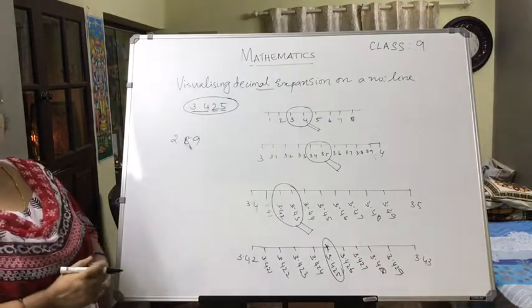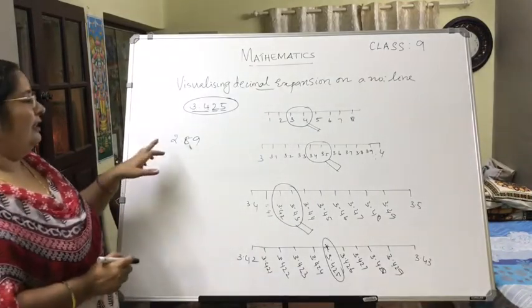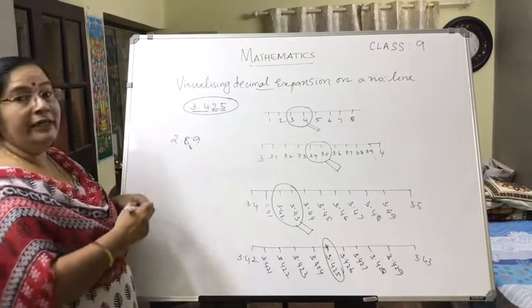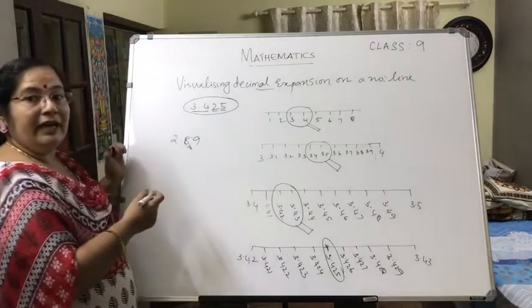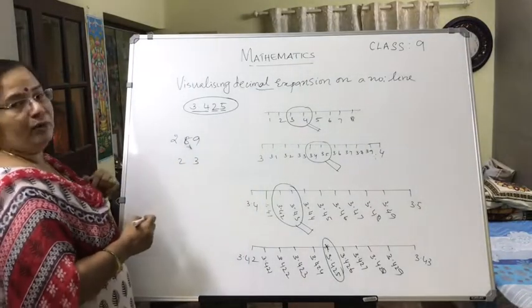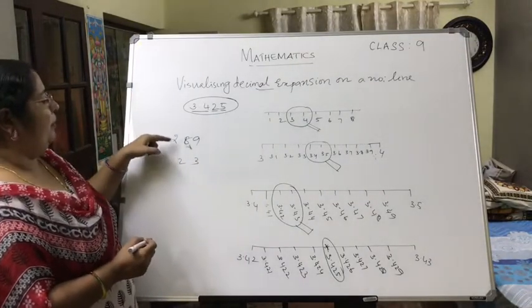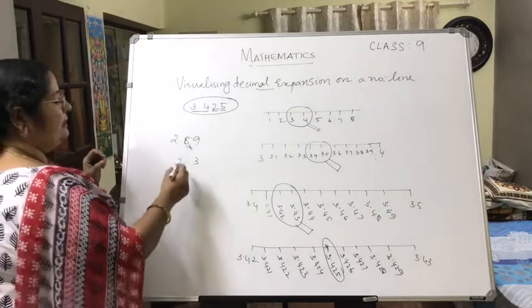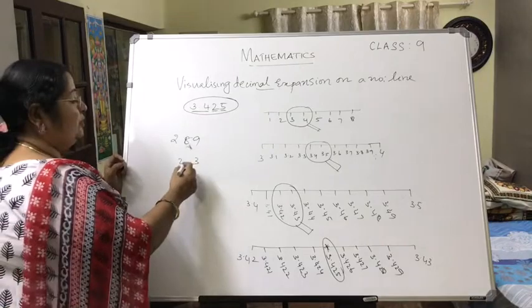Now suppose your question is 2.89. So first consideration will be: on the number line, where does it lie? 2.89 will lie between 2 and 3. Lying between 2 and 3. Next, 2.89 means this will lie between 2 and 3, as you have seen.